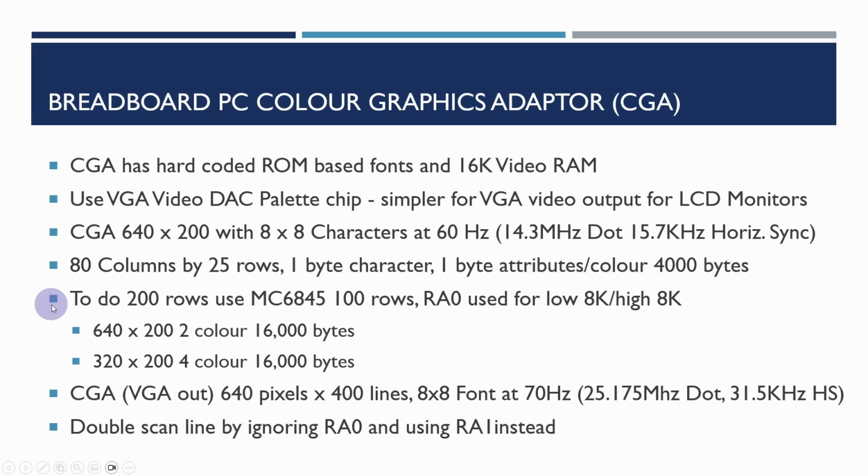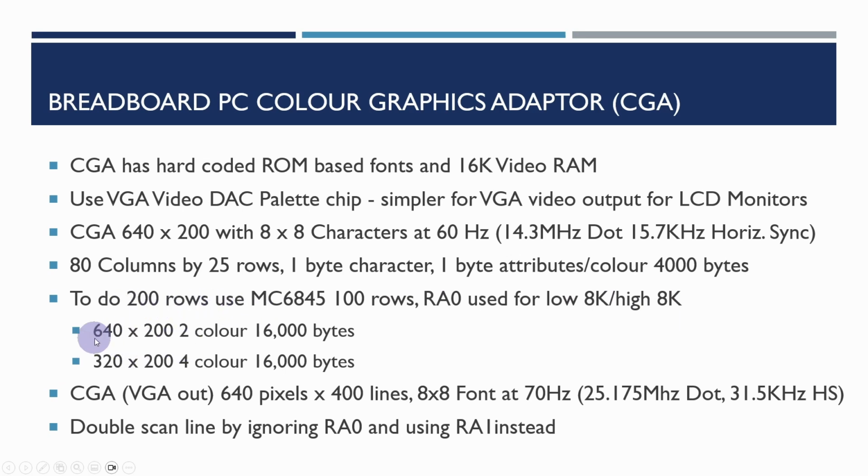In order to do the graphics with 200 rows on the screen, the CRTC 6845 is only capable of doing a maximum of about 127 rows. So in fact what happens is the CRTC is configured for 100 rows, and then one of the raster address lines, which determines which line of a particular character is going to be shown at this point in time, is used to toggle between the lower 8K of RAM and the upper 8K of RAM. So this means that it can then do the 200 rows.